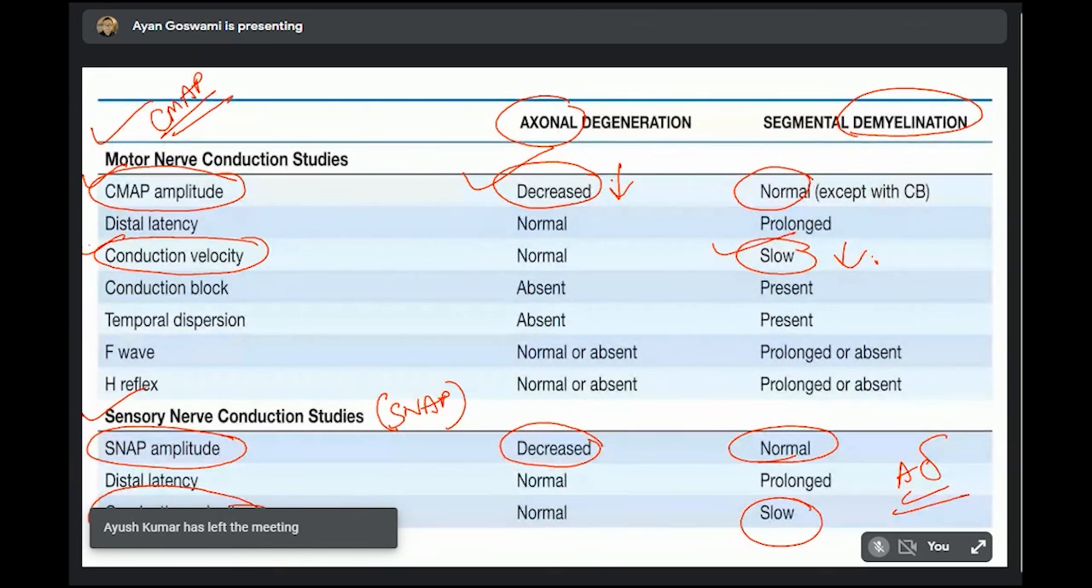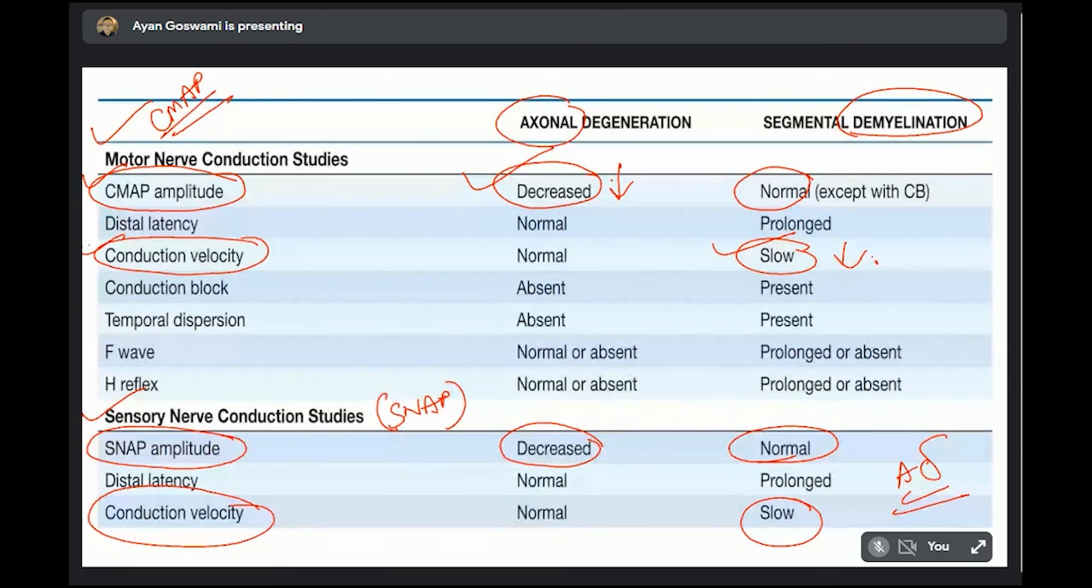Clear? Yes, sir. And if I have only decreased amplitude, but my nerve conduction velocity is within the normal limit, then it is axonal neuropathy. Clear? Axonal. Yes, sir.